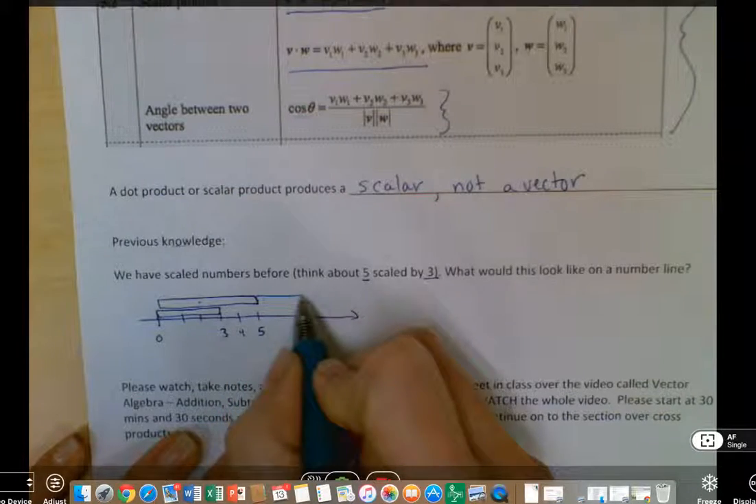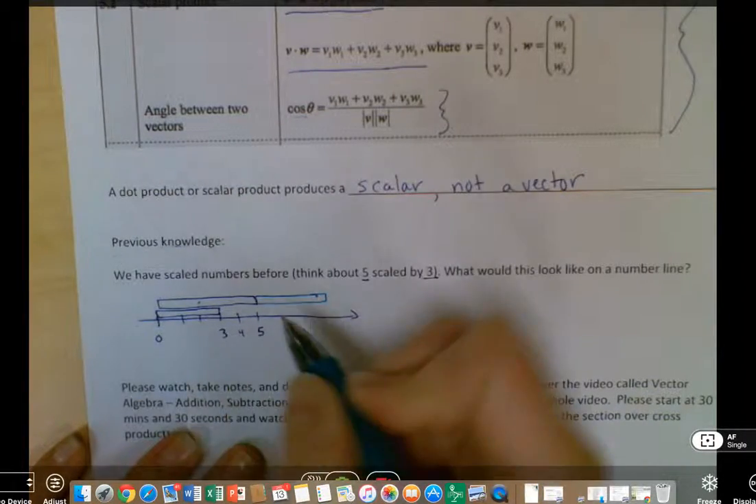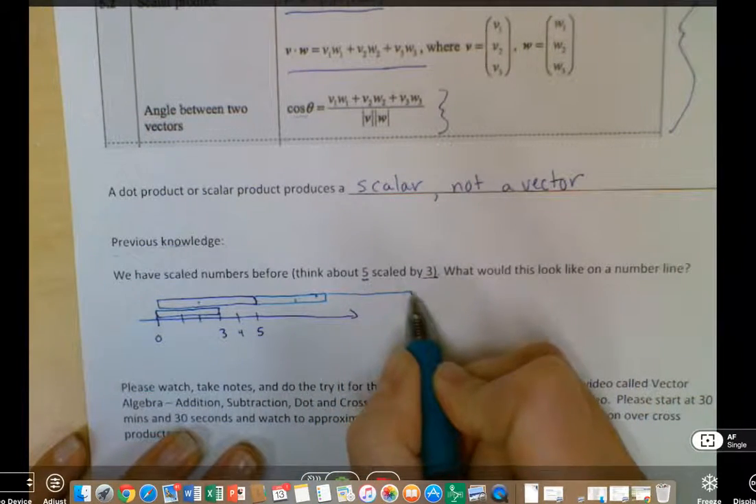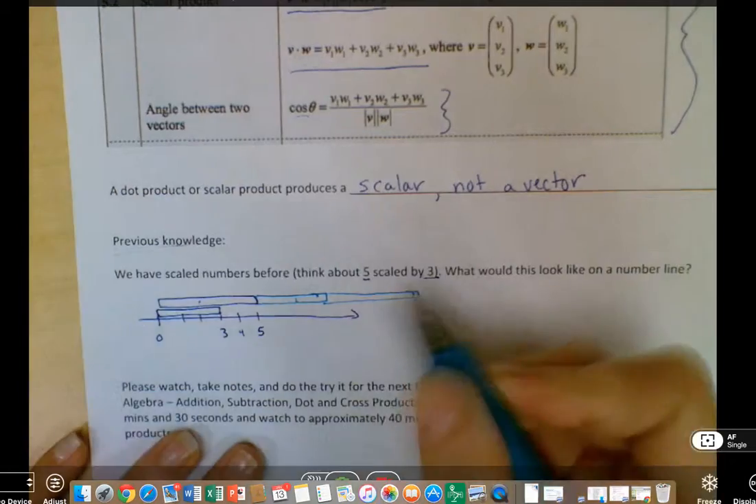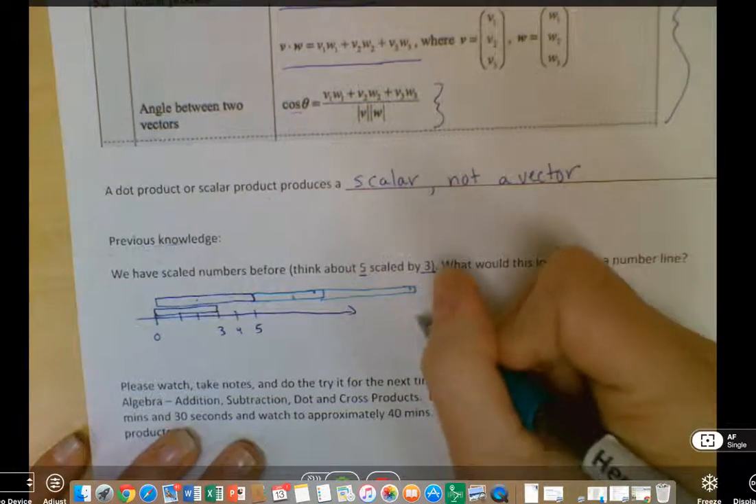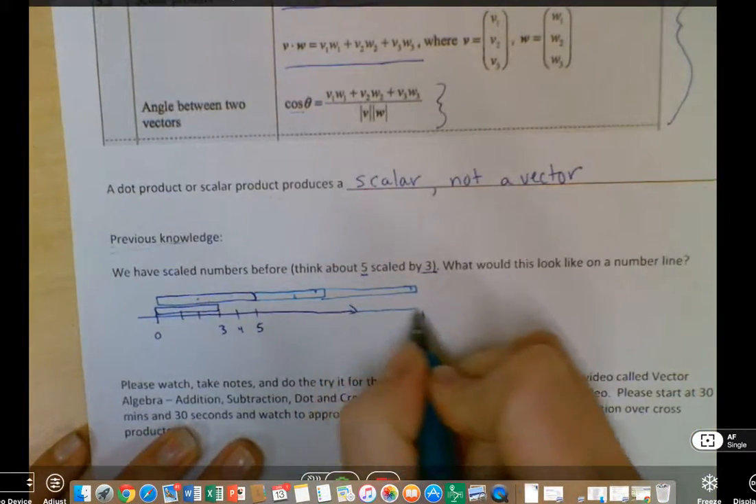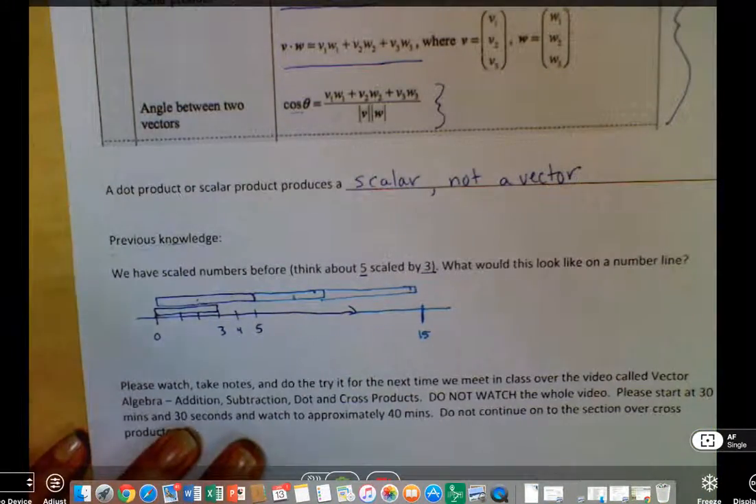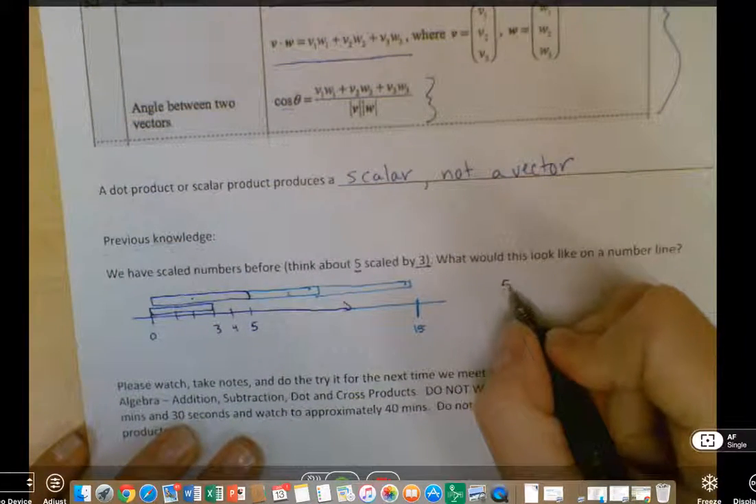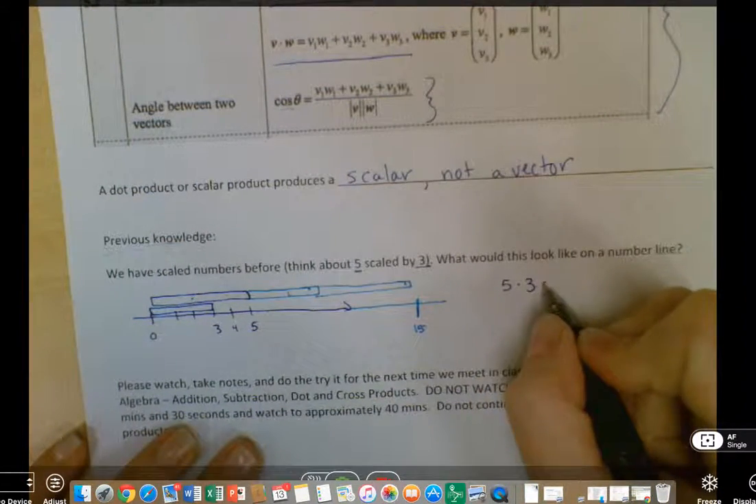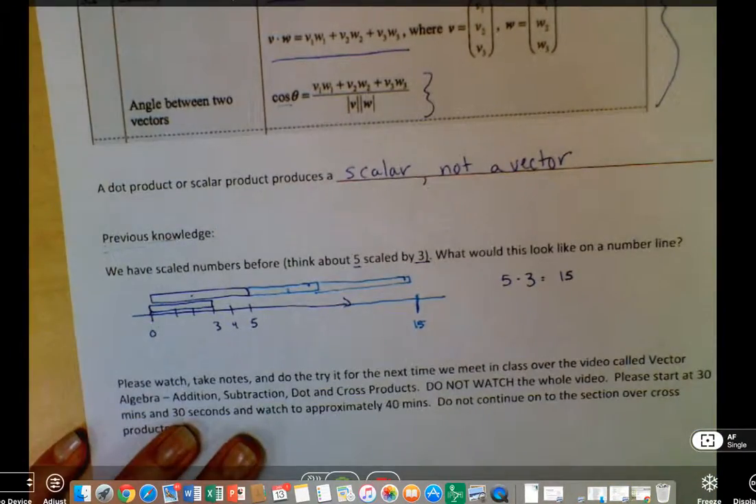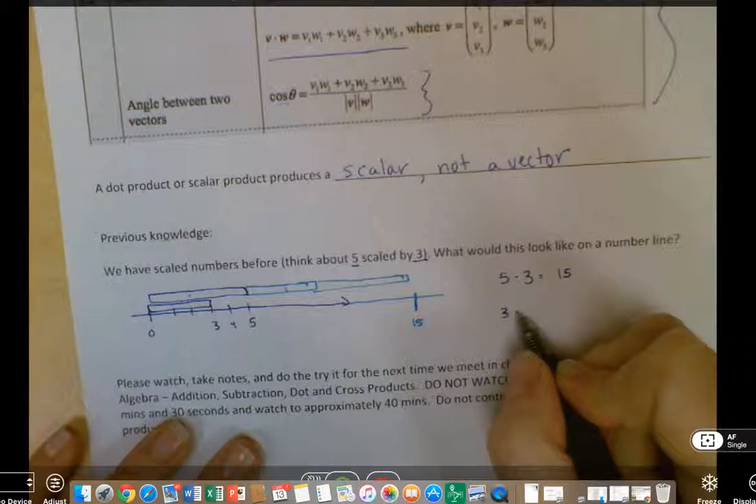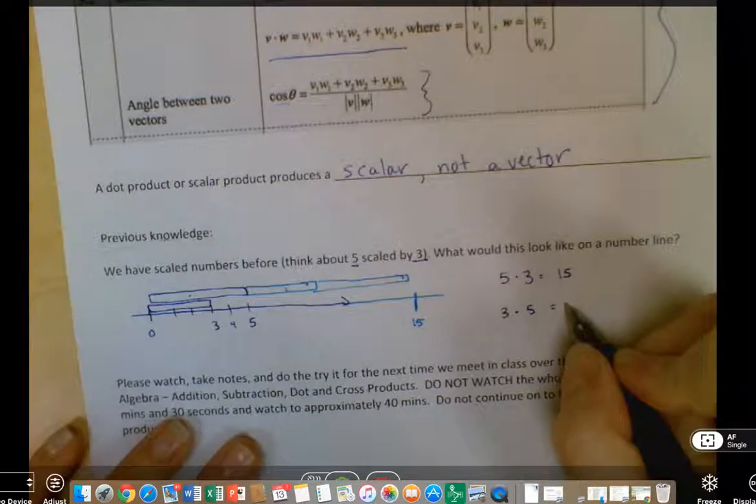So I'm going to take 1, 2, and then of course this doesn't look very nice, but there's 3 of that quantity, which would be down here at 15. So I could say that 5 scaled by 3 is 15. I could also have done 3 scaled by 5, and I would have got the same answer.